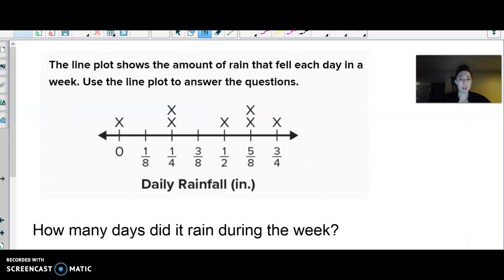All right. The line plot shows the amount of rain that fell each day in a week. Use the line plot to answer the questions. So it's in inches each day. How many days did it rain during the week?